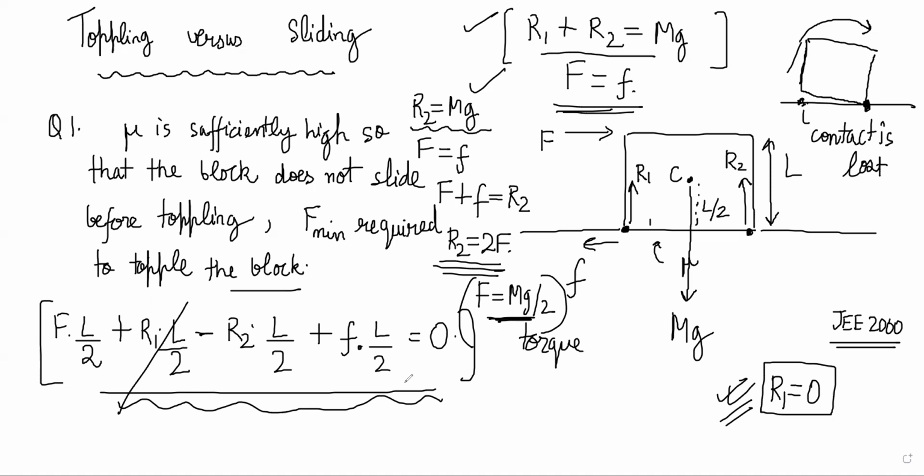So what have we learned from this problem? Before toppling happened, all the forces were balanced, all the torques were balanced, and the reaction forces were from both the ends. But at the moment when toppling starts, you will lose contact with one end, and therefore the reaction force will be only from the forward end. R2 will keep existing, but R1 will become 0. If you put that in the original equations, you will get the answer. Here the answer is that capital F minimum should be mg by 2, and then you can topple the block, right?